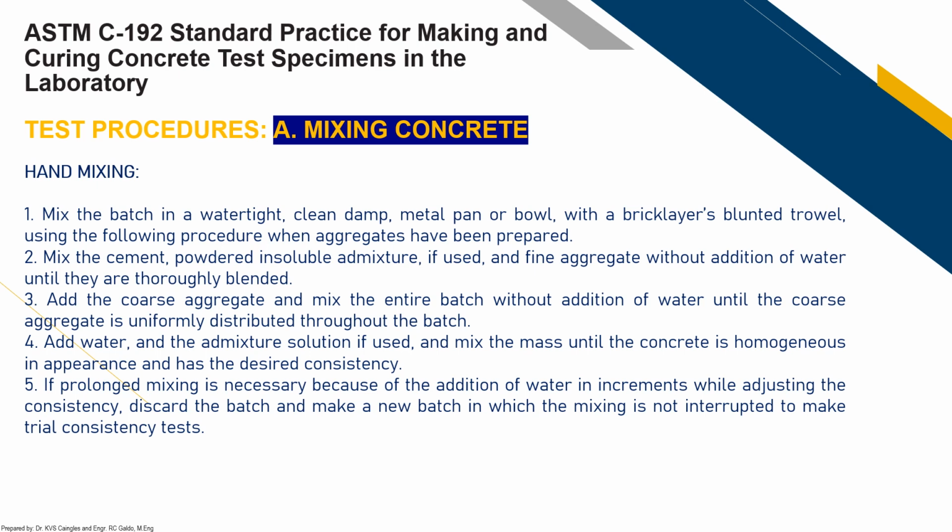Next, you add water and the admixture solution if used, and mix the mass until the concrete is homogeneous in appearance and has the desired consistency. Next, if prolonged mixing is necessary because of the addition of water in increments while adjusting the consistency, discard the batch and make a new batch in which the mixing is not interrupted to make trial consistency tests.